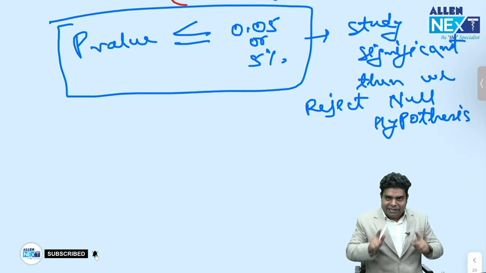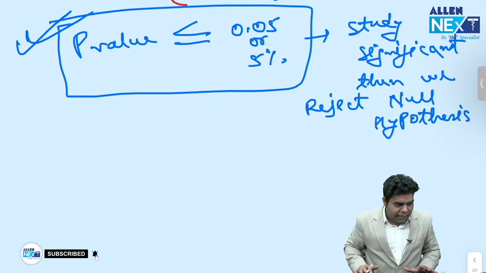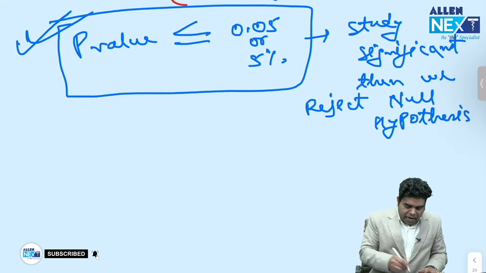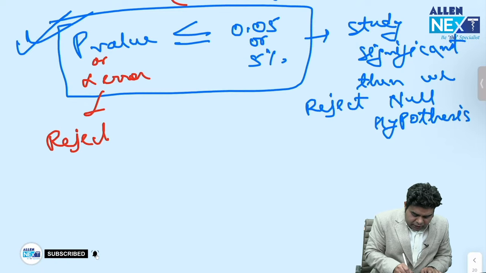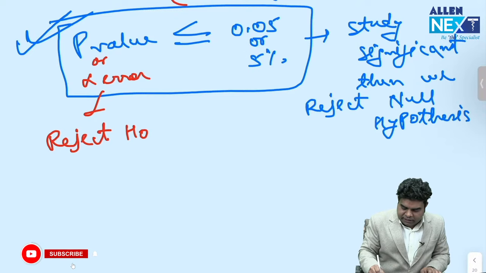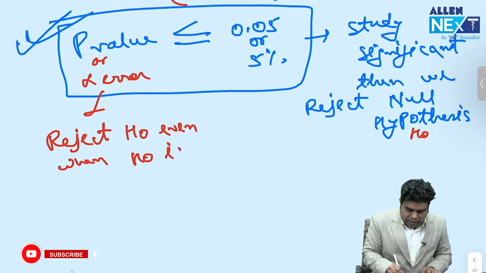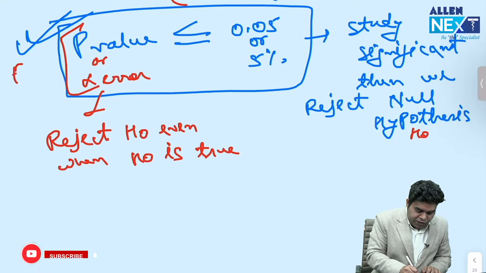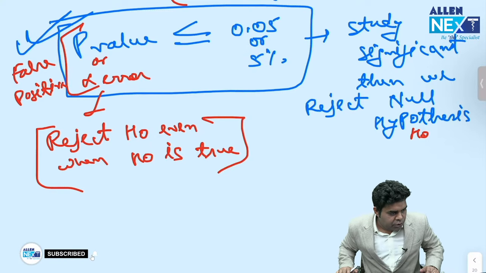So do remember this line. This is the most important line for any exam on this topic. P-value less than or equal to 0.05, study significant, and we reject the null hypothesis. And we can also define p-value or alpha error as rejecting the null hypothesis, which is written as H0, even when the null hypothesis is true. This is also the definition of p-value. Alpha error has two definitions. One is false positive and one is this second definition. Let me explain this second definition to you with a simple example.